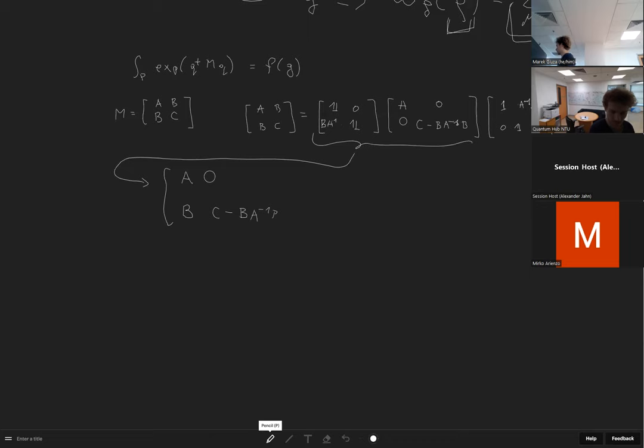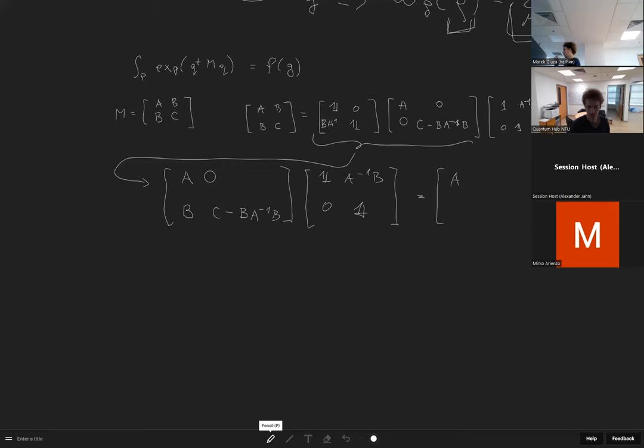Okay, so now if I multiply it all together, let me just write it in here, A minus 1 B. We just want to see that this added Schur factor is cancelling. So I have A times 1 will give me A. I have A minus 1 B will give me B. So I have B identity will give me B. And now I will have B times A minus 1 B, plus this Schur complement term times the identity. So I have plus C, and then minus B A minus 1 B. Okay, so this is equal to our matrix M as we wanted. So that's a correct transformation.